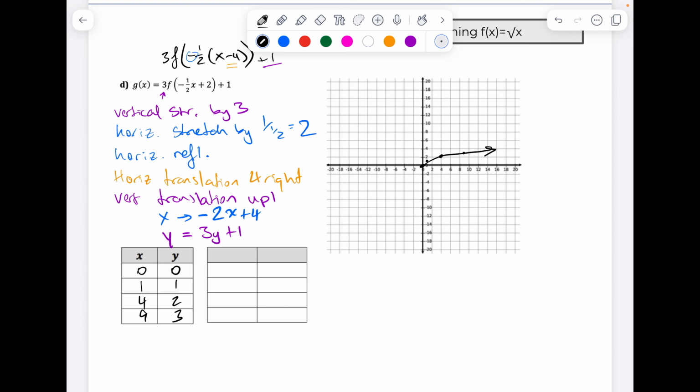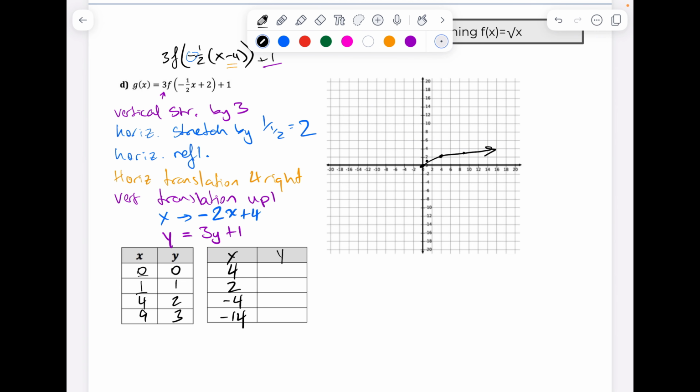So for x, 0, negative 2 times 0 is 0, plus 4 is 4. Negative 2 times 1 is negative 2, plus 4 is 2. Negative 2 times 4 is negative 8. Negative 8 plus 4 is negative 4. 9, so negative 2 times 9 is negative 18, plus 4 is negative 14. So that's my x's. And then my y's are 3 times y plus 1.